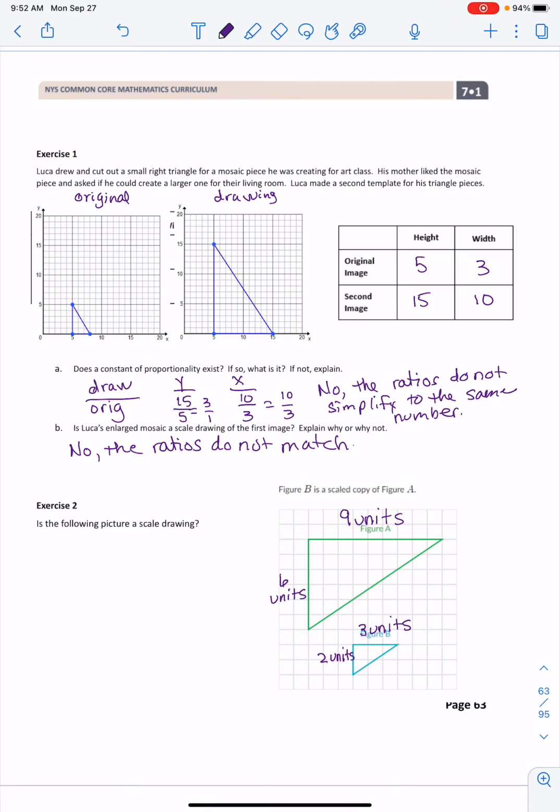So it says, is the following picture a scale drawing? So here we have scale over the actual. So we have y and x. So our scale is 3 over 9 and 2 over 6. So here it simplifies to 1/3, and this simplifies to 1/3. So the answer is yes.